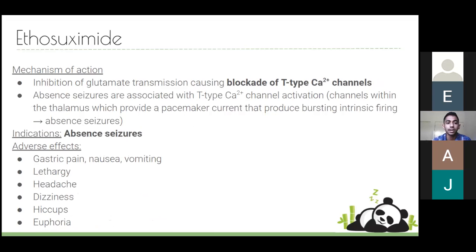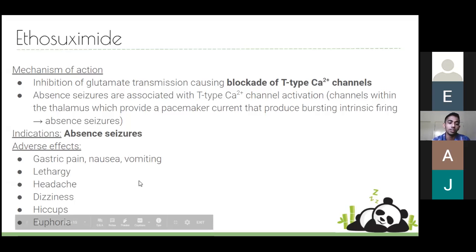Cool. Ethosuximide. So this is going to be doing almost the same thing, but instead of blocking our sodium channels, we're going to be blocking our calcium channels instead. And these T-type calcium channels are mainly associated with absence seizures. That's why we use it in absence seizures mainly.